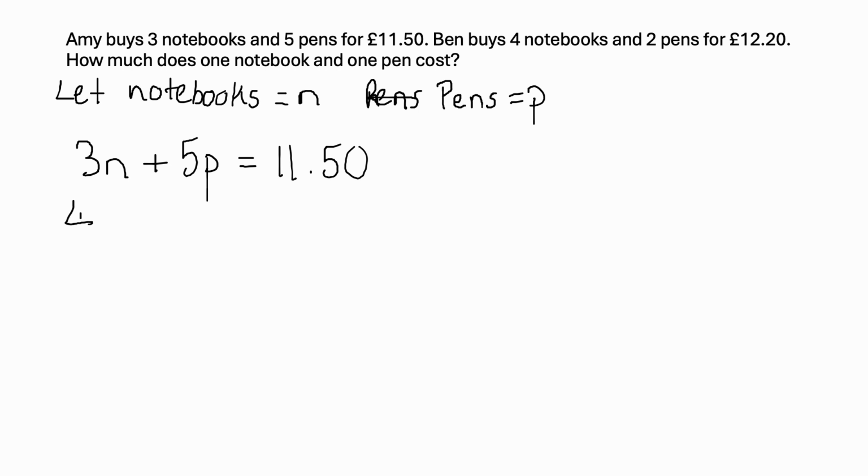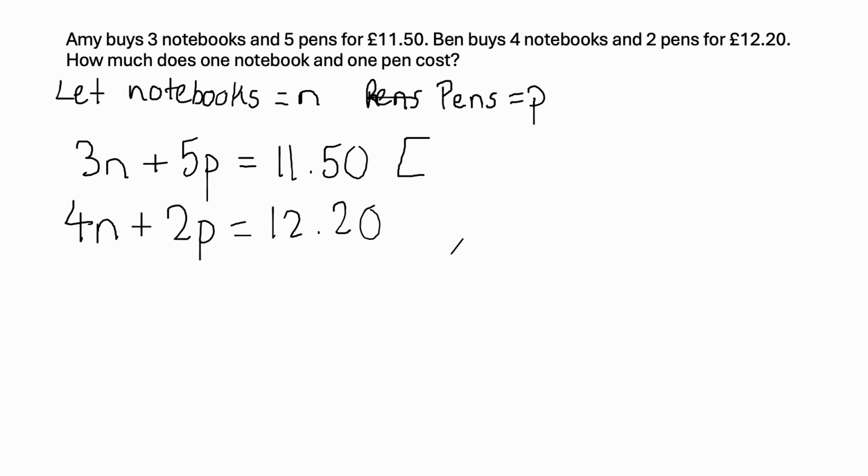So 4N plus 2P is £12.20. Now we need to work out how much 1 book and 1 pen costs. So here we're going to use simultaneous equations to work this one out. First of all, our P's and our N's are on the same side, so we don't need to rearrange. However, we need to make either the numbers next to the N's or the numbers next to the P's match. It doesn't really matter which one, so let's do the N.